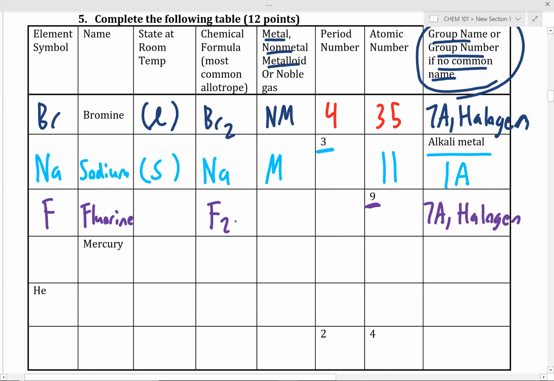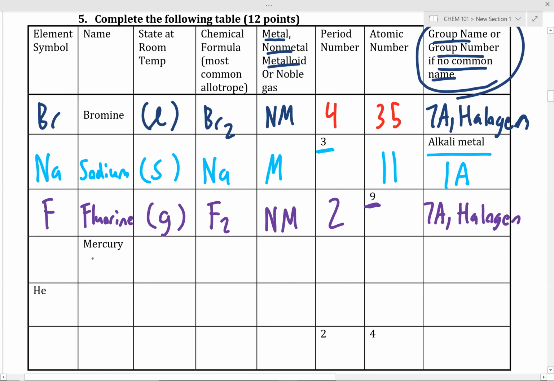Additionally, do we know the period number of fluorine? 2. Yep, we can just read that off from the periodic table. Is fluorine a metal or non-metal? Non-metal, yep. And what's the physical state of fluorine? It's a gas. In general, your non-metals that are high up on the periodic table and far to the right are going to be gases.